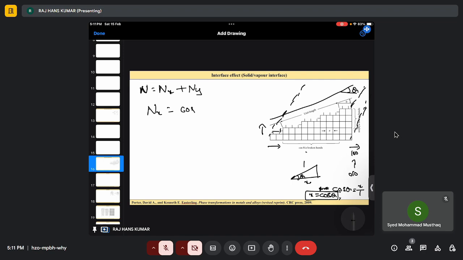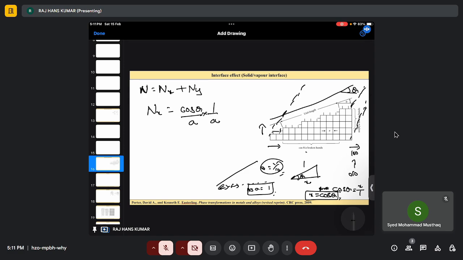cos theta upon a. Now y upon a, because in a unit length we have many lattice parameters, many a's. So let's say 10 a's will make a unit length, right? So what is the length of a? Length of a is 1 by 10, right? So that's what we did here, times 1 by a. What do you get, 1 by a?